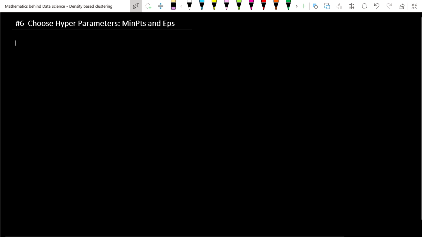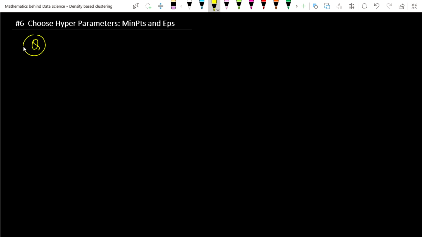Now the question that comes to our mind is how to choose the right hyperparameter. Till now we have used the hyperparameters min points and epsilon. These two hyperparameters we have used in the DBSCAN algorithm. But the question is how to choose them, and which value would be the right value for each hyperparameter.